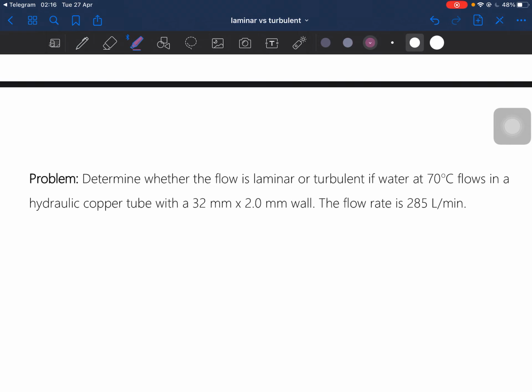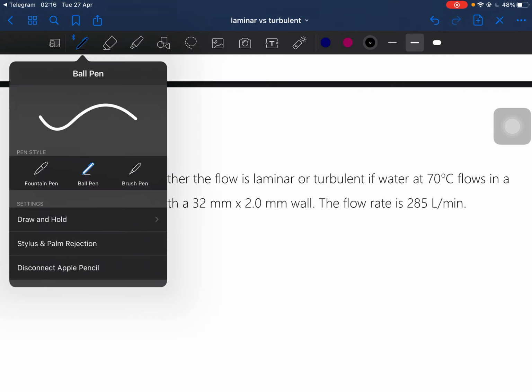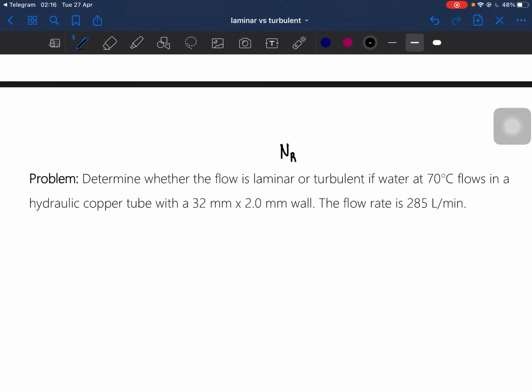Now let's read the problem together. Determine whether the flow is laminar or turbulent, the same. So we have to consider whether NR is less than 2000, more than 4000, or in between.